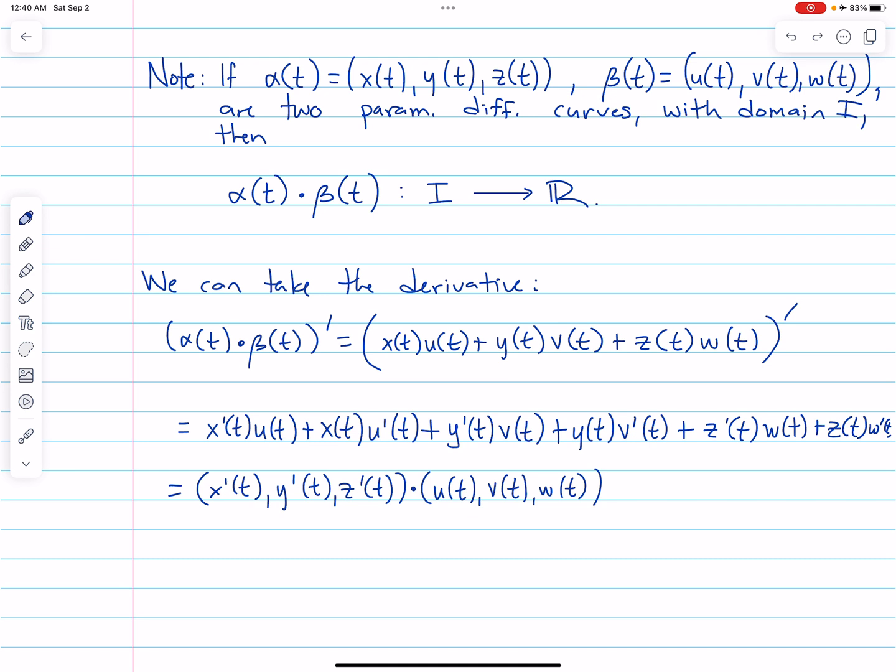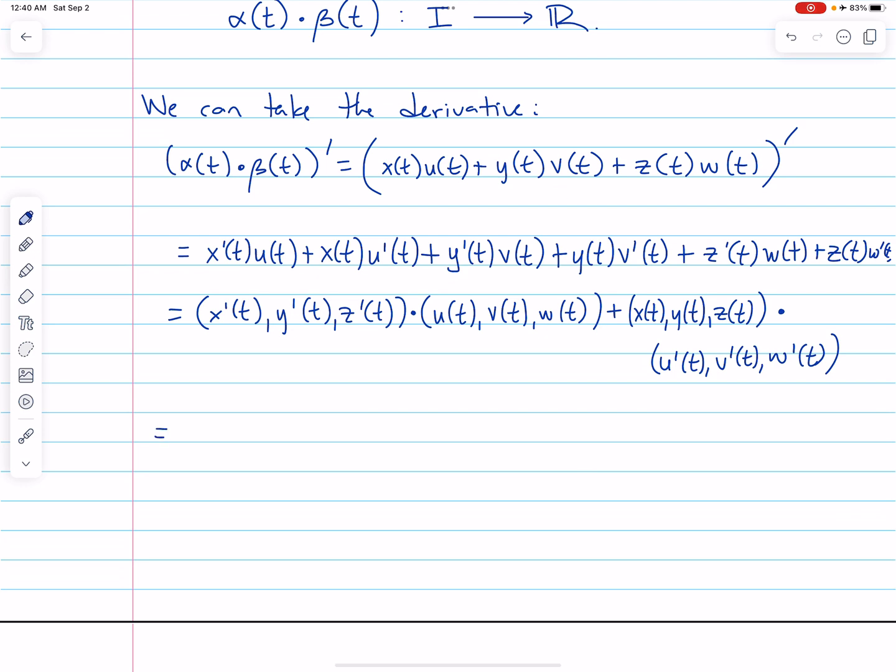And now we'll do the same thing for the remaining three terms, plus this is going to be (x(t), y(t), z(t)) dot (u'(t), v'(t), w'(t)). Okay, and at the end of the day, that's just the same thing as alpha prime of t dot beta of t, that's this part here. And over here we have alpha of t dot beta prime of t.